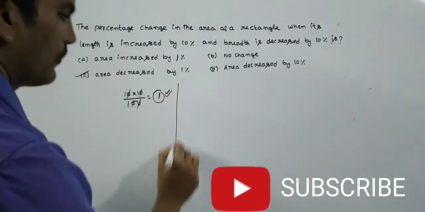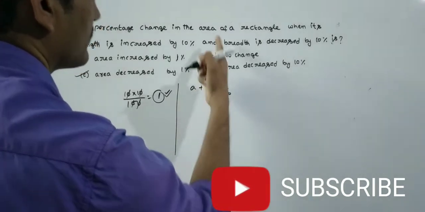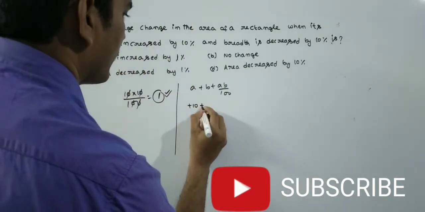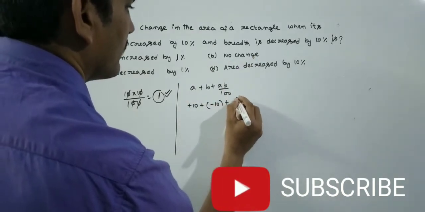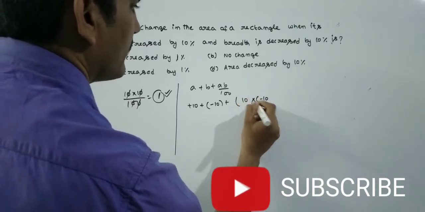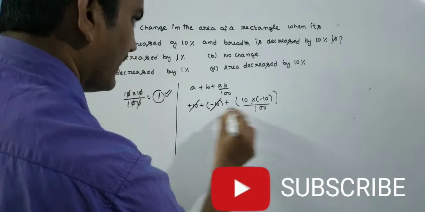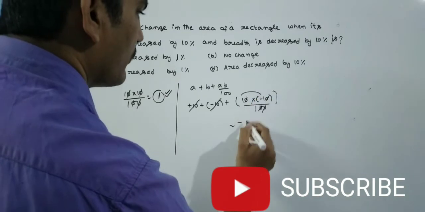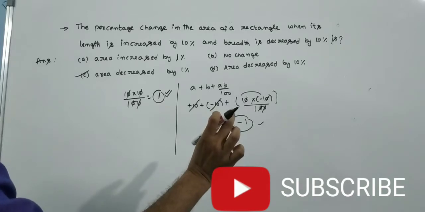This is the answer. You go to the formula: A plus B plus AB by 100. See friends, first, length is increased by 10%, that means plus 10. B decreased by 10%, that means minus 10. Plus 10 into minus 10 by 100. Plus 10 and minus 10 cancel, 2 zeros cancel, then plus into minus is minus, 1 into 1, 1. See friends, minus 1. That means decreased by 1%.